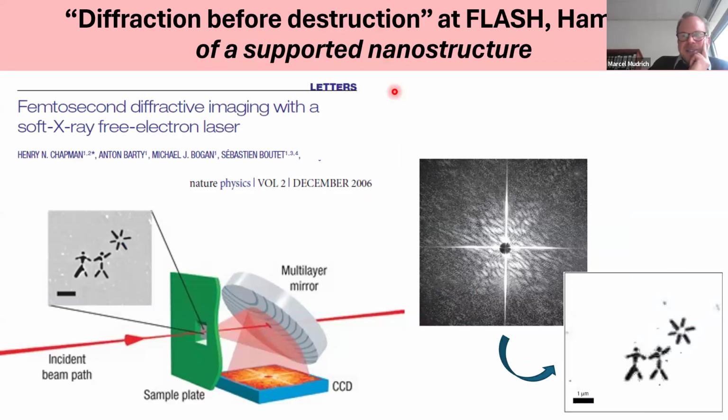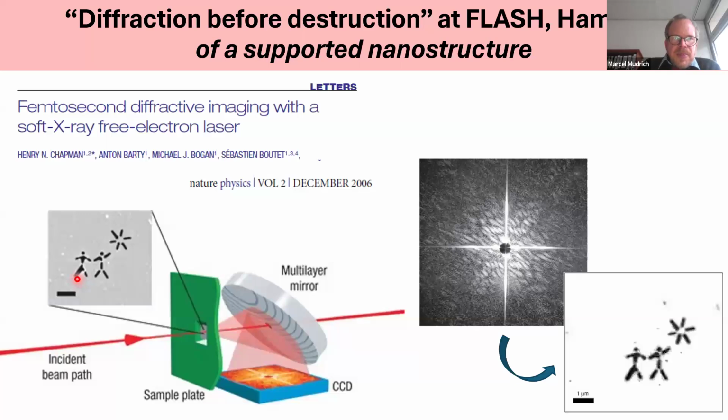But before X-ray diffraction before destruction at LCLS, it actually all started with the first soft X-ray free electron laser, which was the first X-ray laser of all. Yeah, this was the FLASH laser in Hamburg. Not hard X-ray, but only soft X-ray. So the resolution for soft X-ray obviously is much lower, because the wavelength is longer than for LCLS hard X-ray pulses.